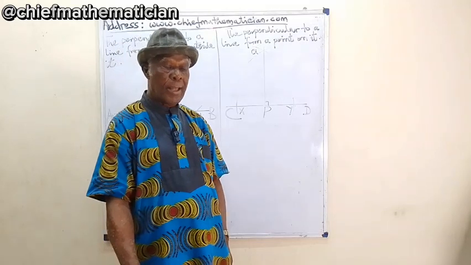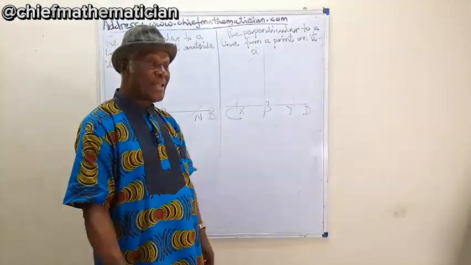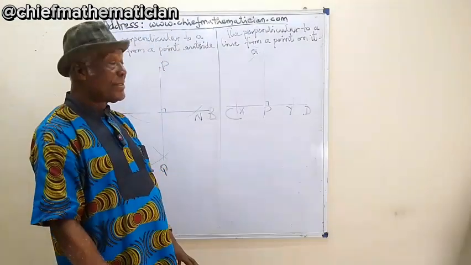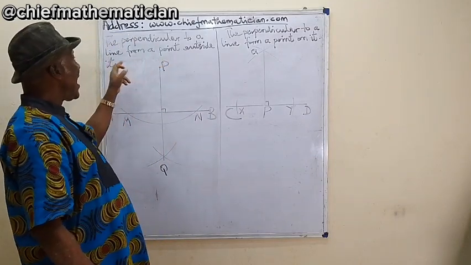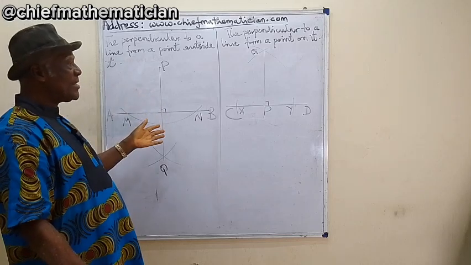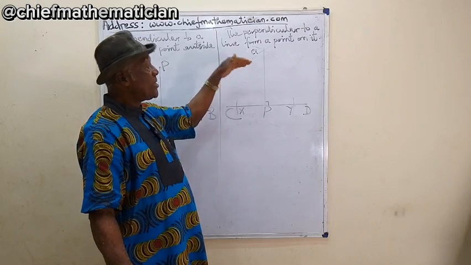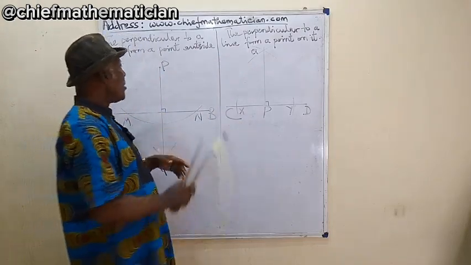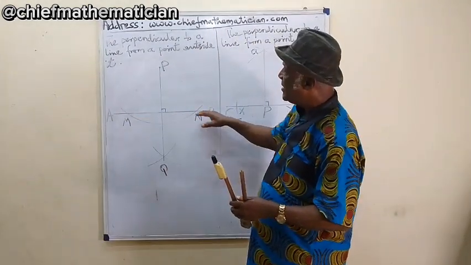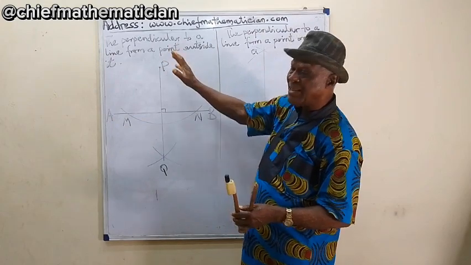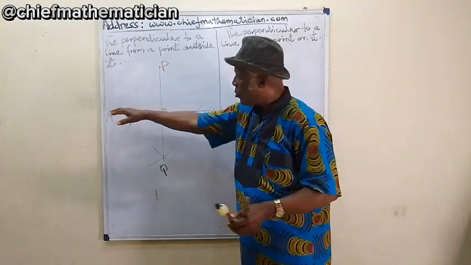Once again, I'm happy to continue with our work on construction. This time around, I want us to look at the construction of the perpendicular to a line from a point outside it, and the perpendicular to a line from a point on it. In the case of a given line segment AB and a point P outside it, we are required to construct a perpendicular from P to AB.